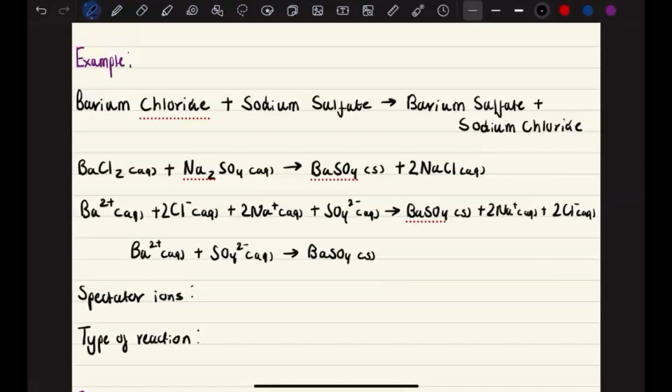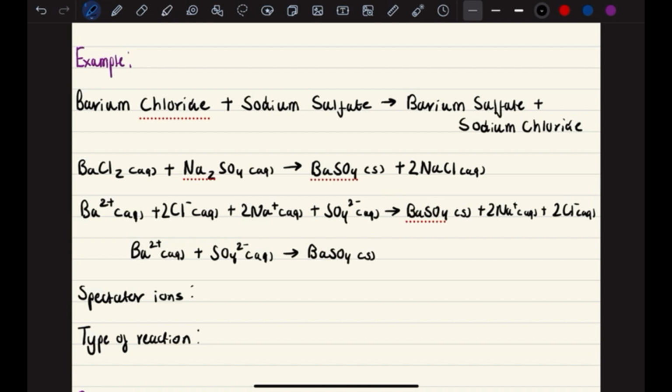Cool. So I've just got another example for us to look at. Another reaction: barium chloride plus sodium sulfate goes to barium sulfate plus sodium chloride. I've drawn out the molecular equation as well. You've got BaCl2 aqueous plus Na2SO4 aqueous going to BaSO4 solid plus 2 NaCl aqueous. Just remember, barium sulfate is always going to be solid.